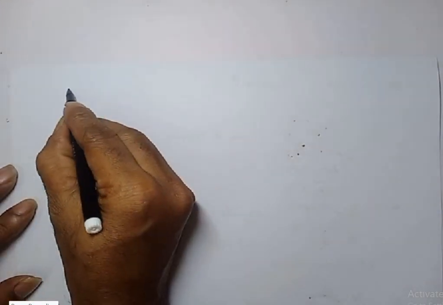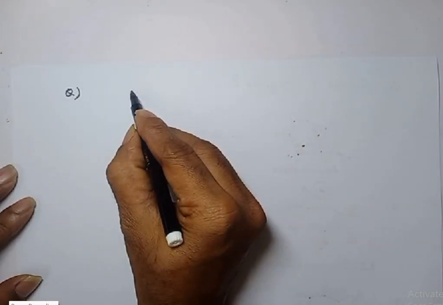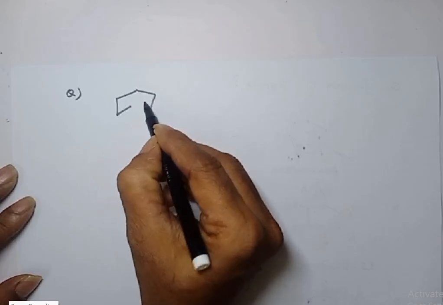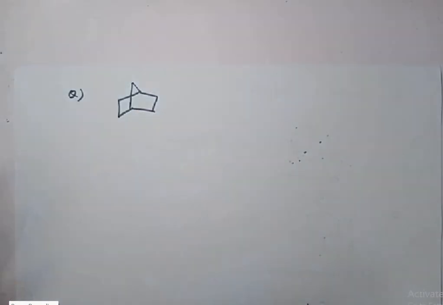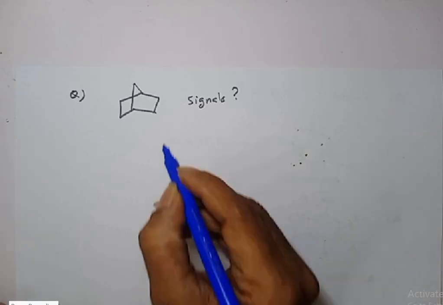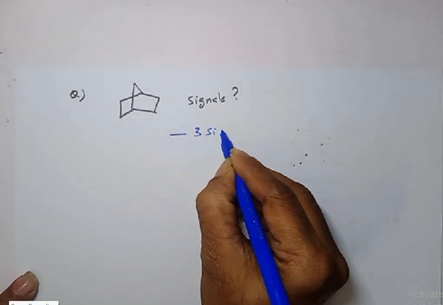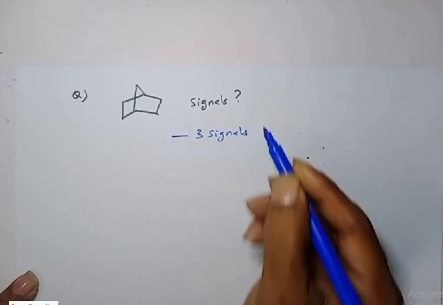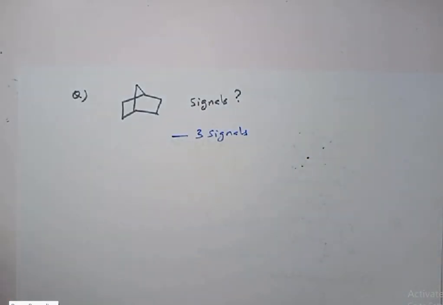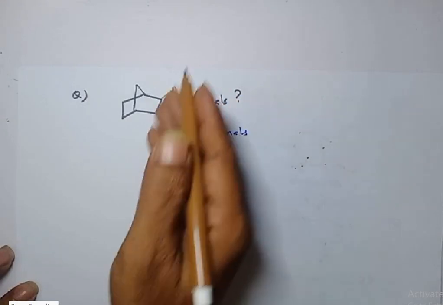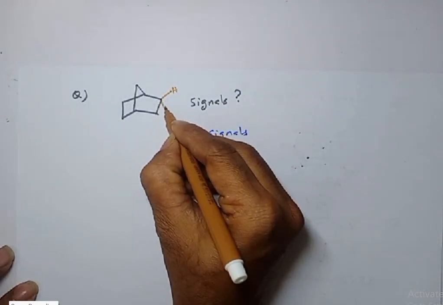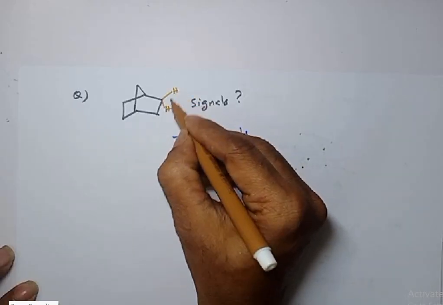Now, let me ask a few more questions. Try to answer this. How many signals do we get in the proton NMR spectrum of this compound? This compound shows 3 signals in the proton NMR spectrum. What are they? In this carbon, 1 hydrogen is above the plane and the other hydrogen is below the plane. The one above is called exo hydrogen and the one below is called endo.